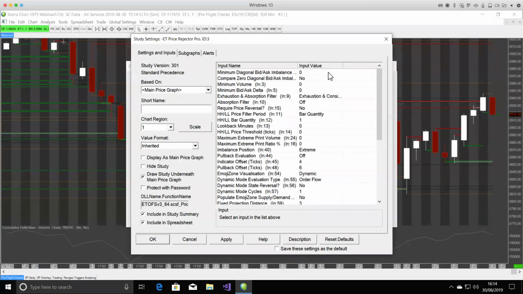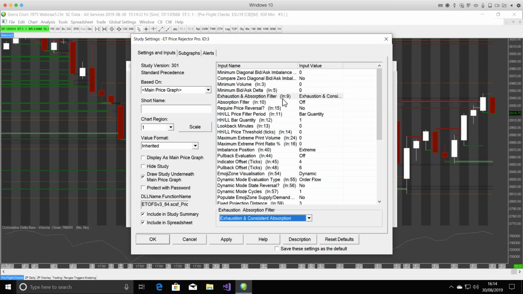The thought process I've got is if we're at a high level and we're running out of buyers, it might be too high. Conversely, if we're at a high price level, so the extreme of a bar, and I'm not running out of buyers, the market's telling me it's not too high. I like to keep things really simple.